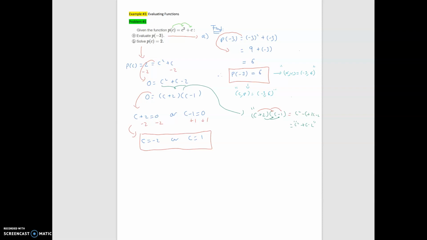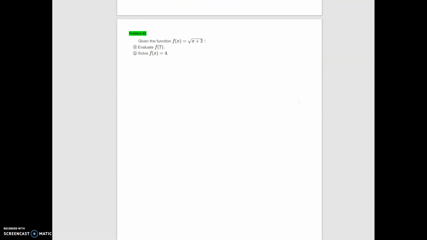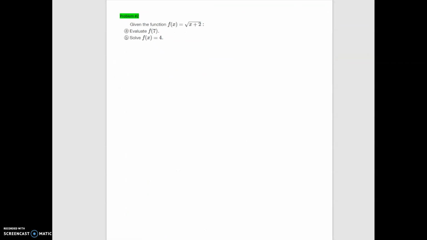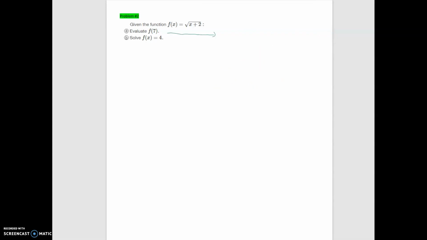Let's move on to the next problem, which is a slightly different equation. In this case, they're giving us a square root. Let me just do f of 7 here on the side, which is going to be the square root of x plus 2. So this will be 7 plus 2, or the square root of 9, which is equal to 3. In this case, f of 7 is equal to 3.